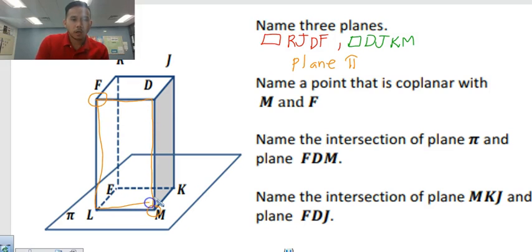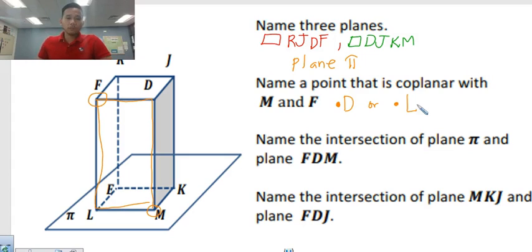So I can name a point. You only need one. It's either point D or point L, either of the two. Point D is coplanar to MF and point L is coplanar to MF also.